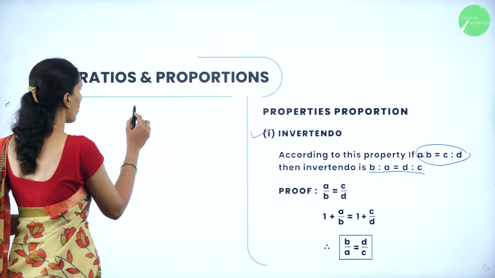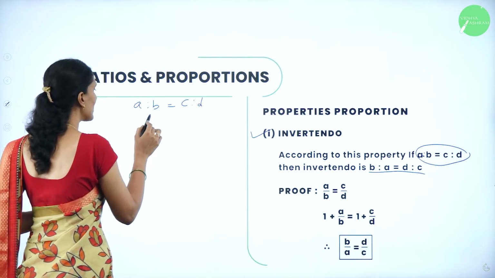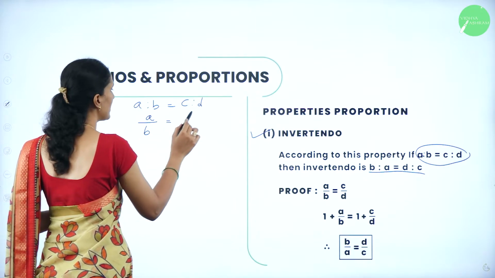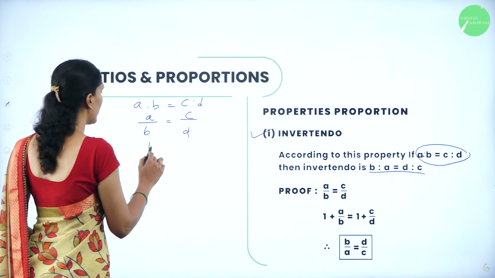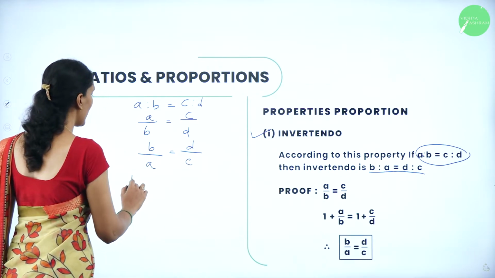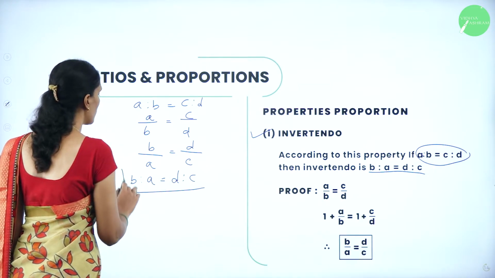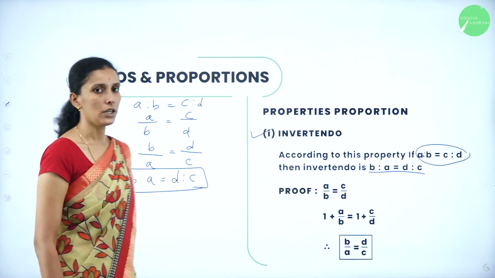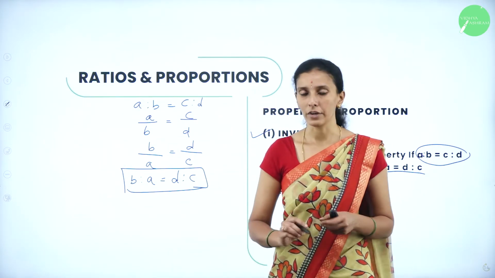You can see, if I have A is to B is equal to C is to D, if I write this in fraction form, A by B is equal to C by D. So if you want the reverse of this ratio, then it is B by A is equal to D by C. So write it again: this is B by A is equal to D is to C. So this is what invertendo is, that is, the inverse of the given proportion.